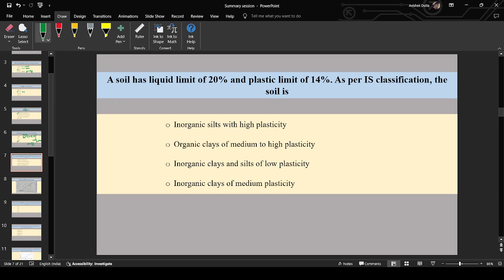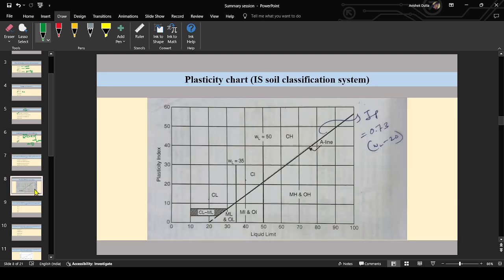the options are inorganic silts with high plasticity, organic clays of medium to high plasticity, inorganic clays and silts of low plasticity, inorganic clays of medium plasticity. So the soil can be organic or inorganic, can be clay and or silt. It can be a soil of high plasticity or a soil of low plasticity. Plasticity means the compressibility of the soil. Now we are going to solve this question using this plasticity chart as per the IS classification system.